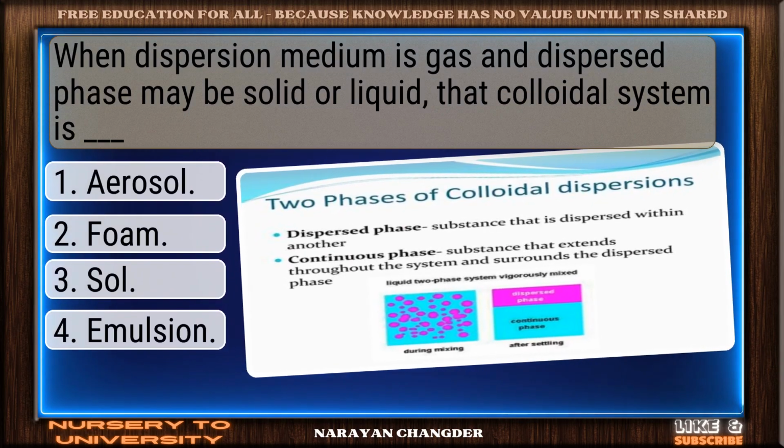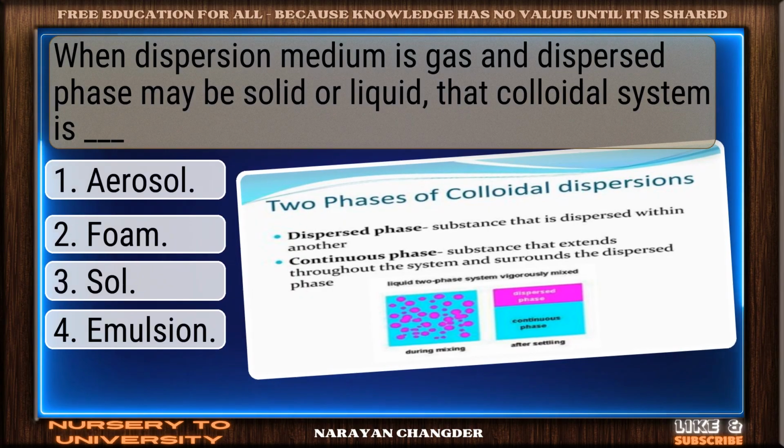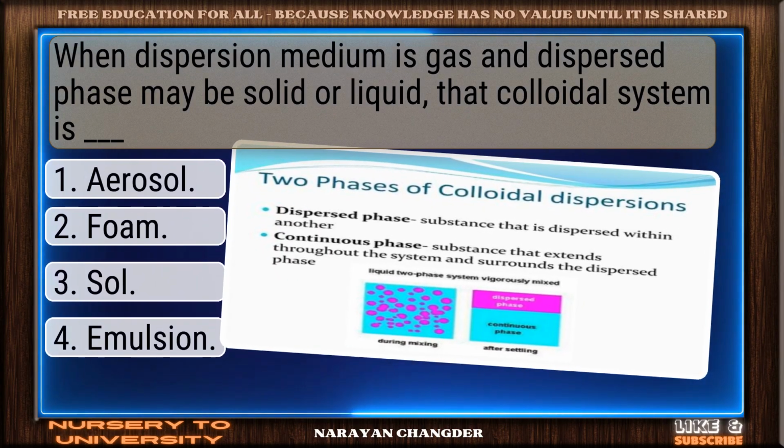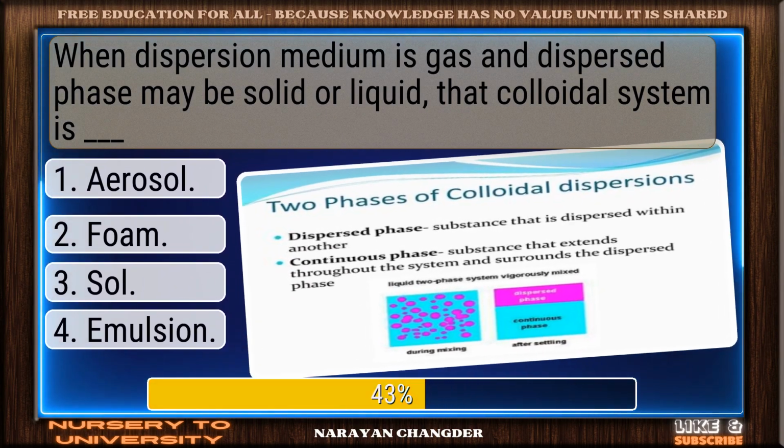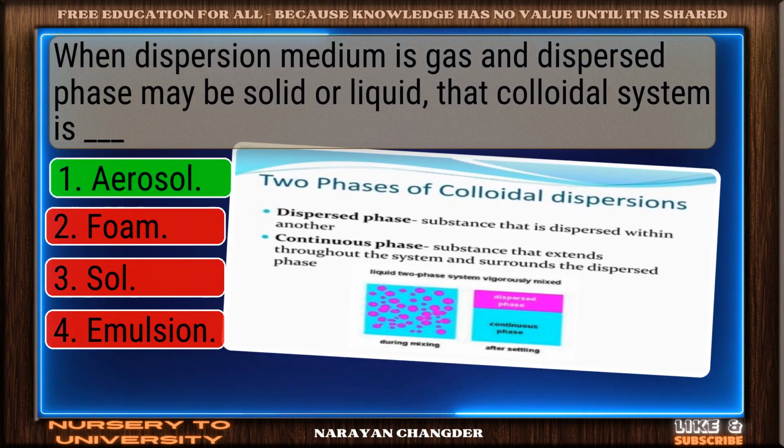Question number 34. When dispersion medium is gas and dispersed phase may be solid or liquid, that colloidal system is dash. Right choice. Aerosol is the best answer.